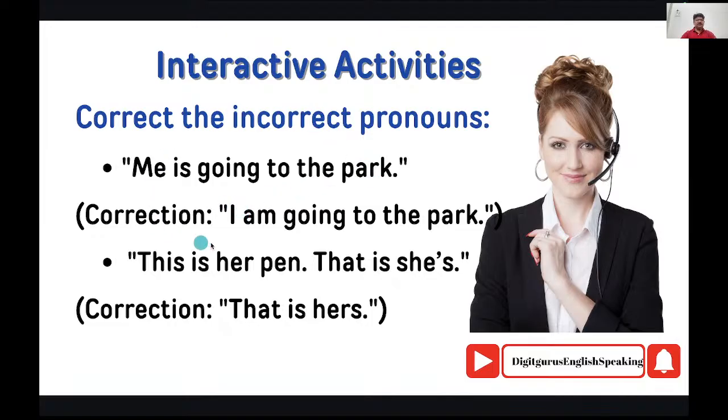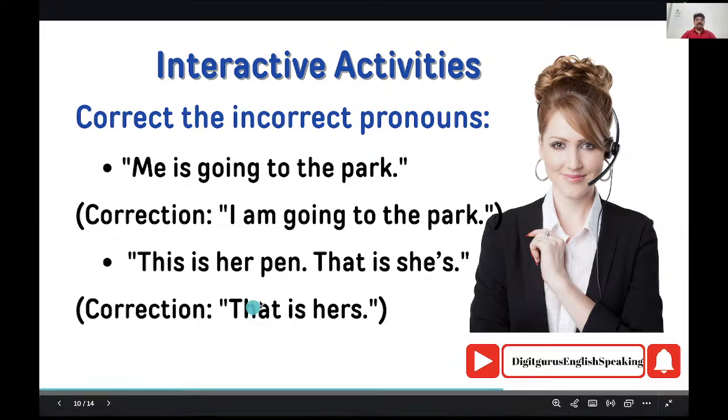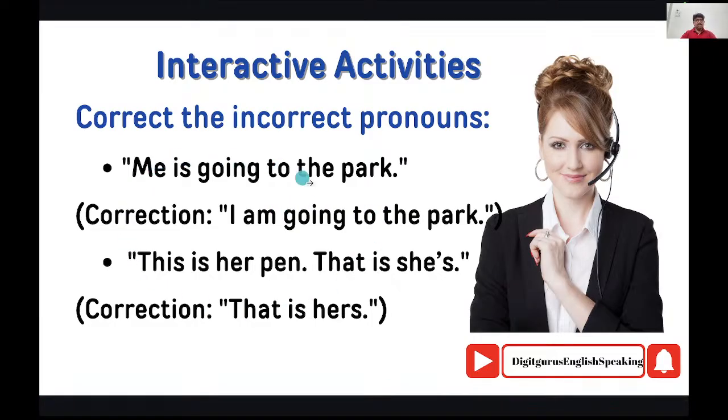Me is going to the park. Here, instead of using me, we can use I: I am going to the park. This is correct. This is her pen. That is she's. Now here we are using an incorrect pronoun. The correct one will be: that is hers. Now you do one thing. You make such kinds of sentences, two or three sentences, using pronouns and drop them in the chat box.